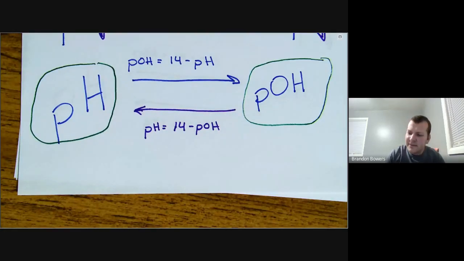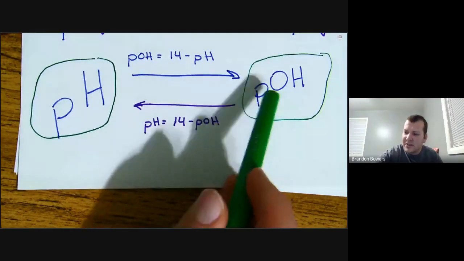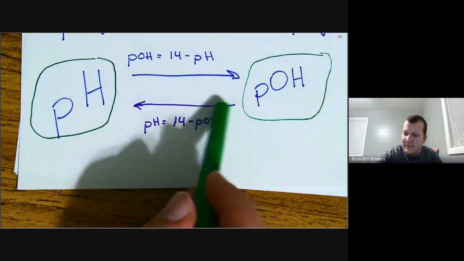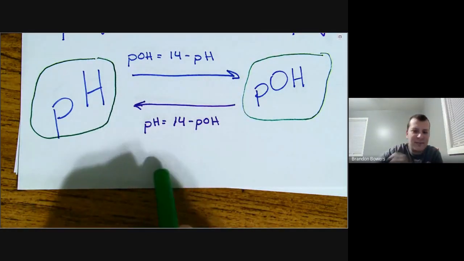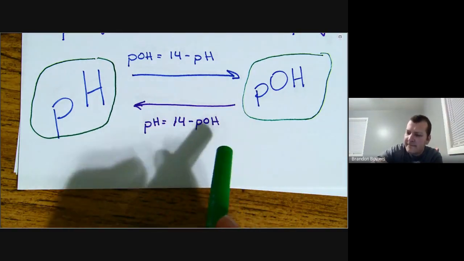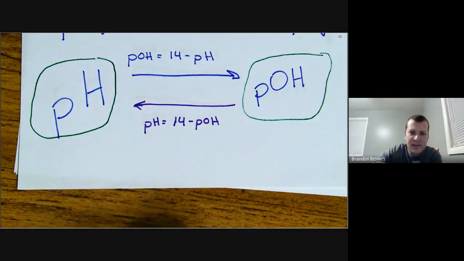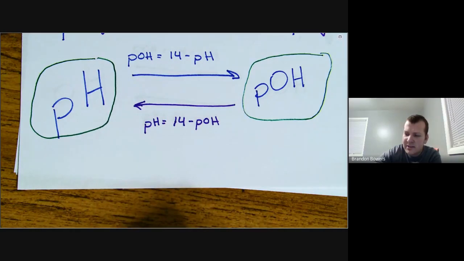And vice versa. If you start at pOH and the question says, what's the pH? You're going to use this equation. You're going to go left. This is the easiest one because it's 14 minus whatever your number is. So 14 minus 7, your answer is 7. 14 minus 10, that's 4. So the pOH is equal to 14 minus the pH, and the pH is equal to 14 minus the pOH. So there's the first 2.